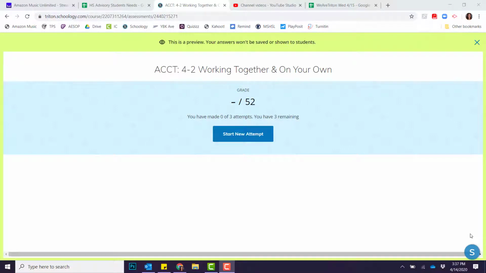Hi everyone, so we're going to go through the 4-2 working together and on your own problem. As always, feel free to skip this or even just use it as a check for your answers.